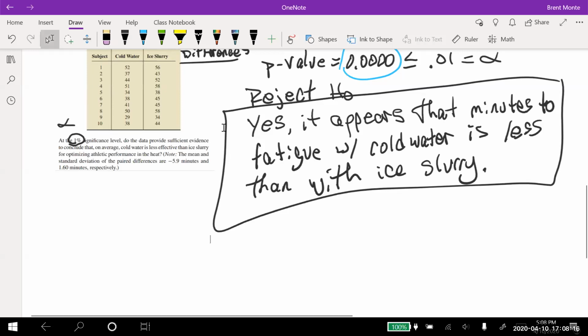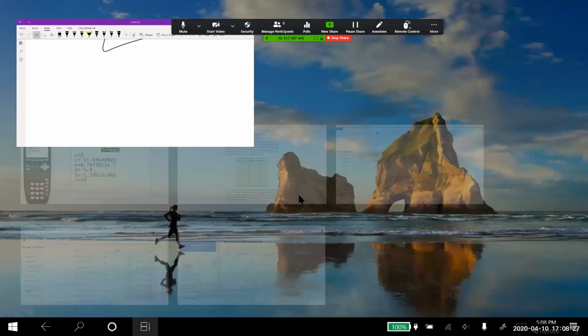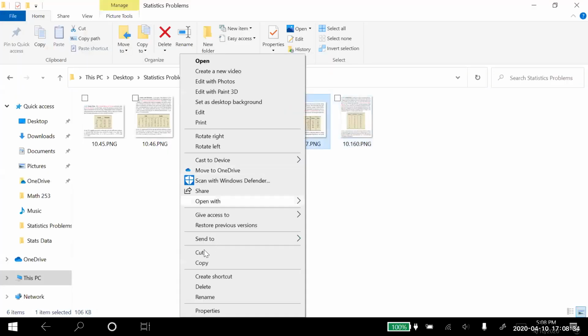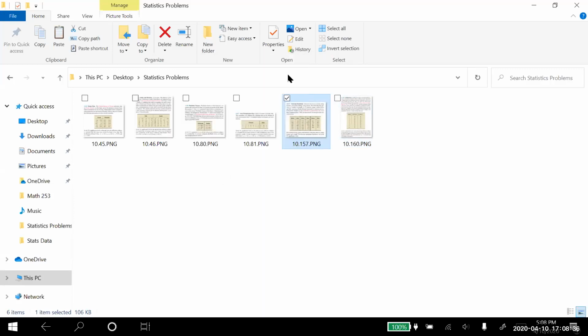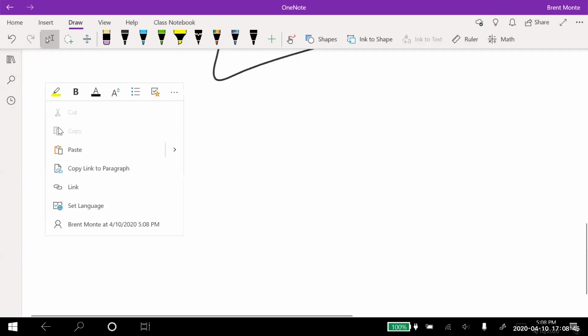All right, so let's go on to the next problem. We'll click over here so that we can pull up another problem. I'm pulling up problem 10-157, if I can. Let's see. We'll just copy it, and then we'll go back over, paste it in. Okay, so there's our problem.